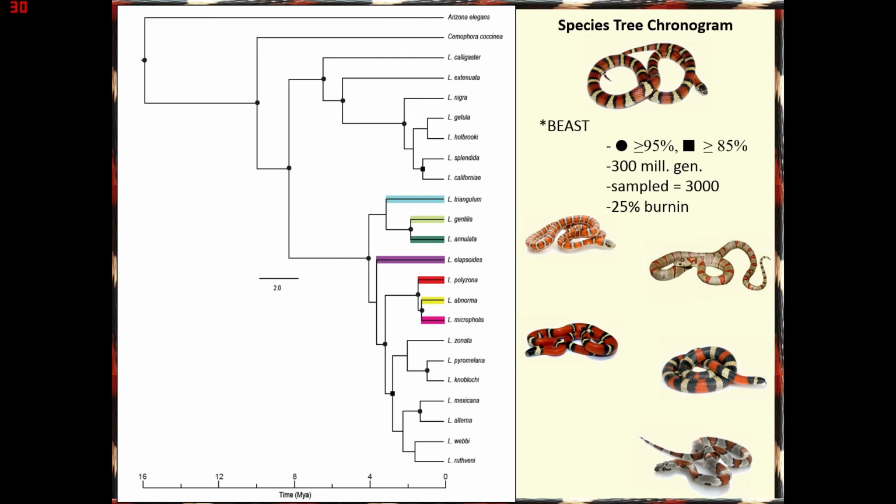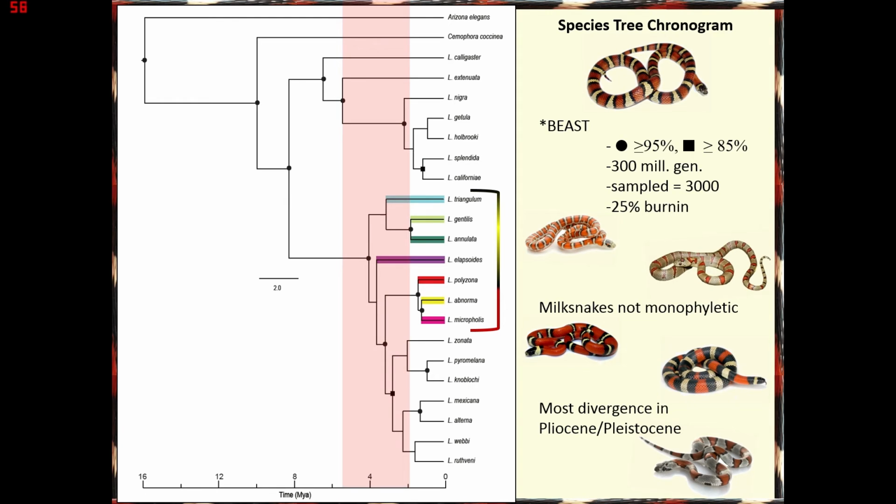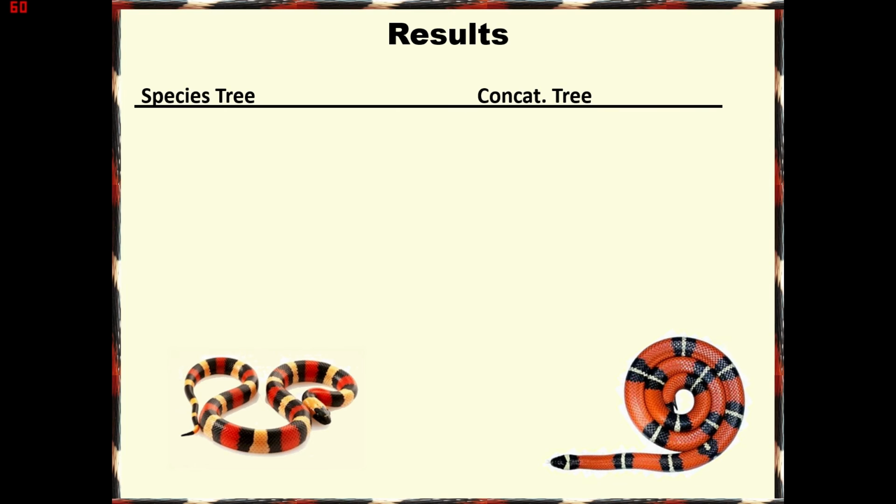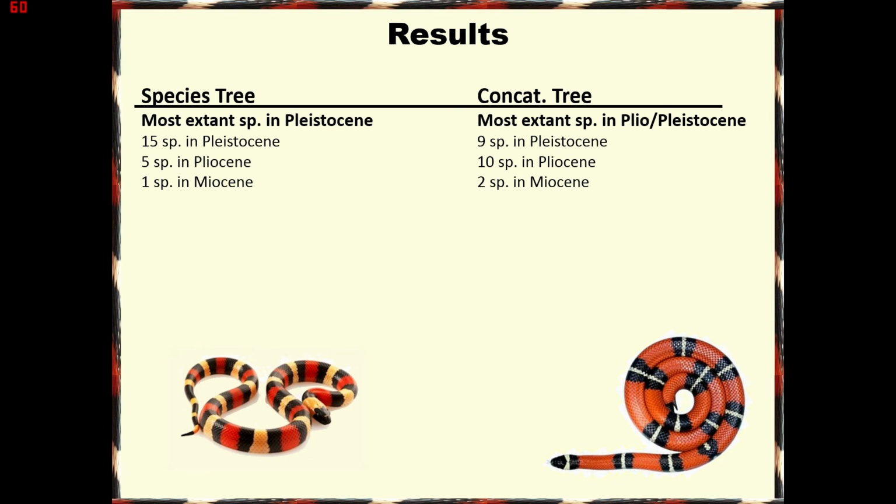Milksnakes aren't monophyletic yet again, there's 3 distinct groups. And most divergence does occur in the Pliocene and in the Pleistocene, not further back in time when we use the species tree approach. I'm not going to show the concatenated tree topology, but if we compare the results with the divergence times to the species tree, we find that most extant species for the species tree are originating in the Pleistocene, while most in the concatenated tree are originating in the Pliocene and Pleistocene.